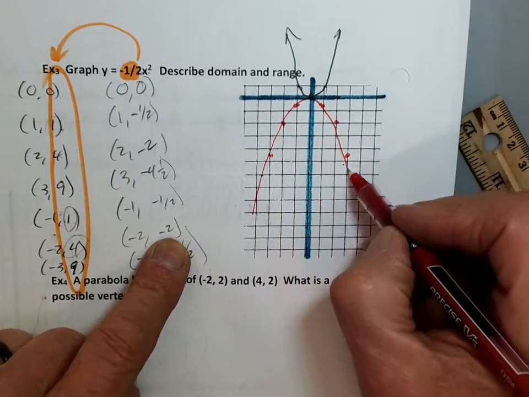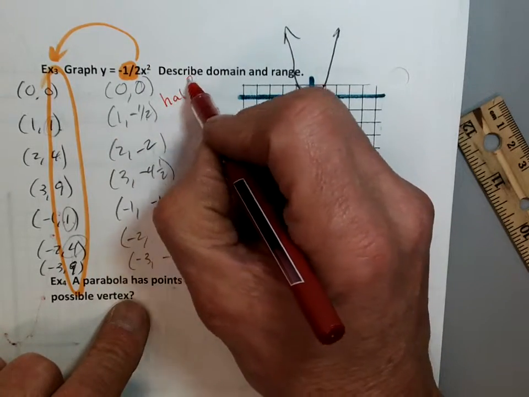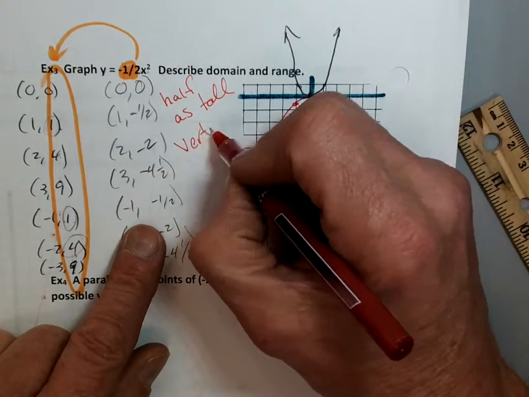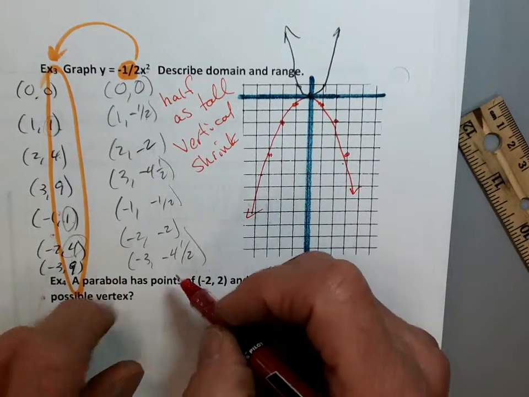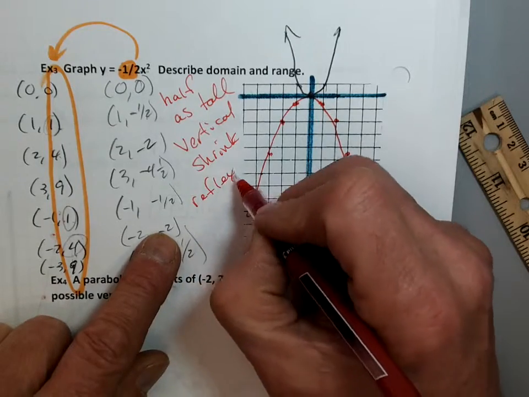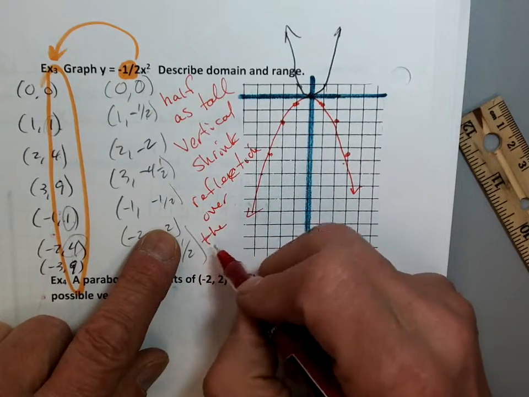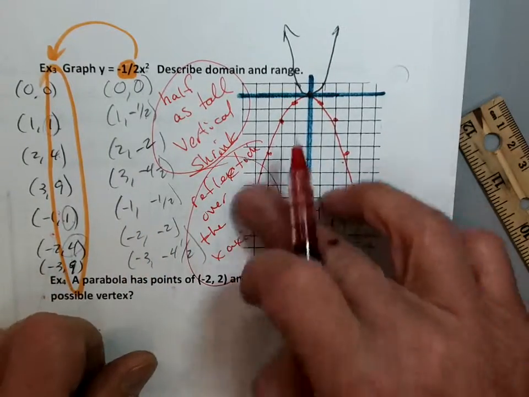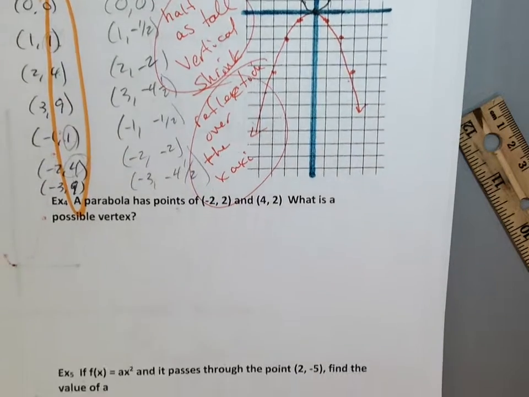So let's see what we got. It's half as tall. So it's a vertical shrink. And it's upside down, so it's a reflection. Reflection over the x-axis, okay? So it's a vertical shrink, and it's a reflection over the x-axis, and that's what my parabola looks like, okay? And we're going to practice these a bunch. All right, let's look at example 4.